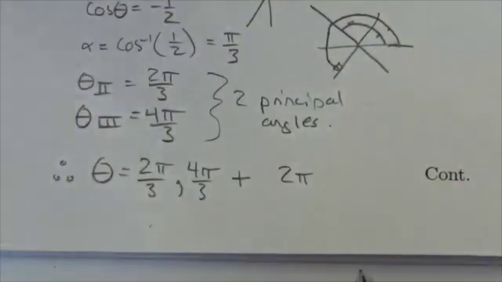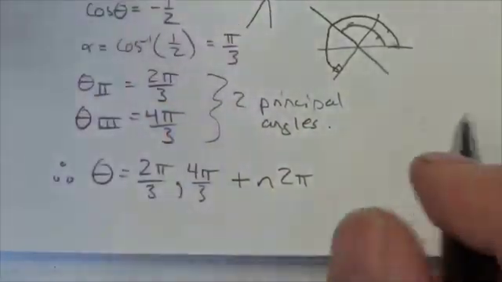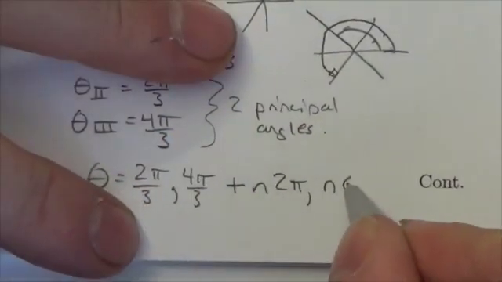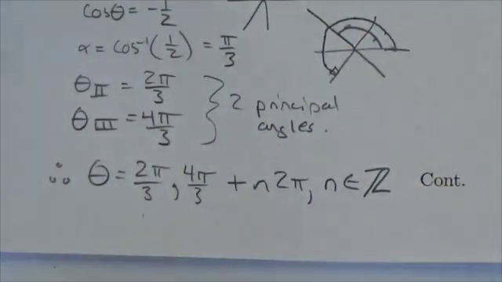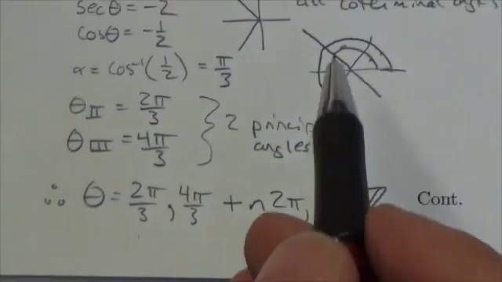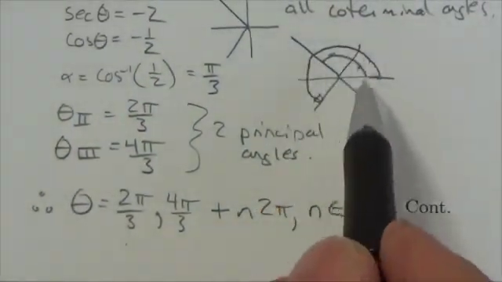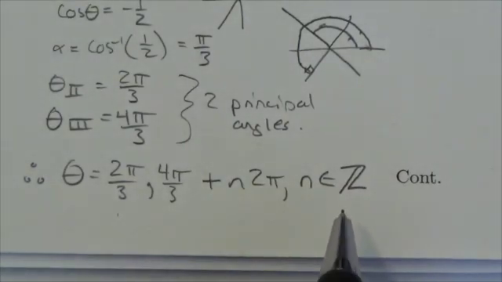So how many times am I going to add 2 pi? Well, I don't know. That's the thing. I'm going to add n 2 pi's. But n has to be an element of the integers. N has to be an integer. So I'm going to add 2 pi to these things. Basically, I'm going to go around and around and around, positively or negatively, but I'm going to do full rotations, no fractions there. That's why I want integers.